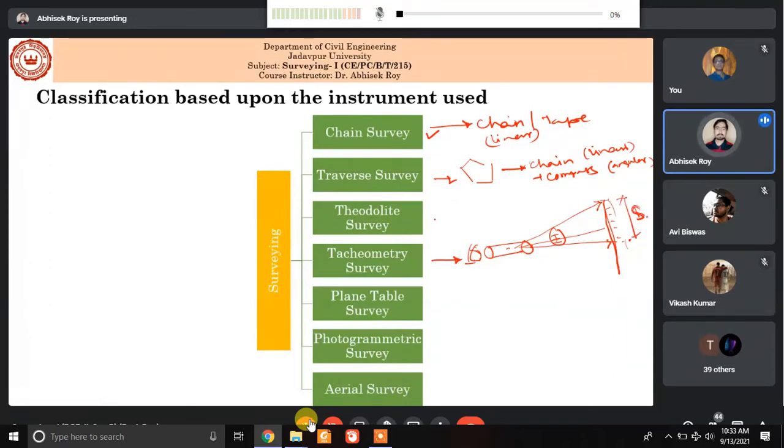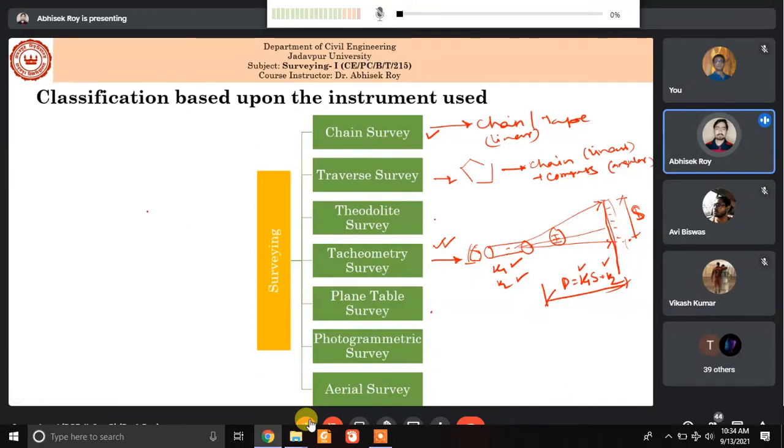If you are able to measure the staff intercept, you can measure the distance easily by one equation, k1 s plus k2, knowing k1 and k2, which are constant for a particular type of lens. K1 and K2 are known as the multiplying constant and additive constant. So you don't have to go for a chain or measure the linear distance. It is also a very fast process of measuring. This is known as tachyometric surveying.